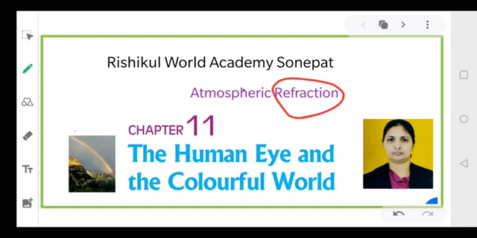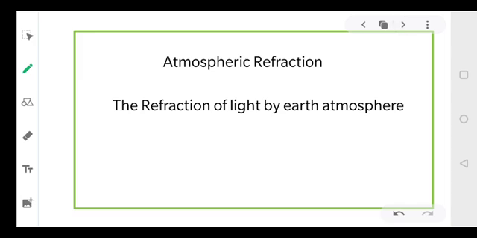So what about atmospheric refraction? What do you mean by the term atmospheric refraction? Atmospheric refraction means the refraction of light that occurs in the Earth's atmosphere. Okay, the refraction of light that will occur in the Earth's atmosphere.